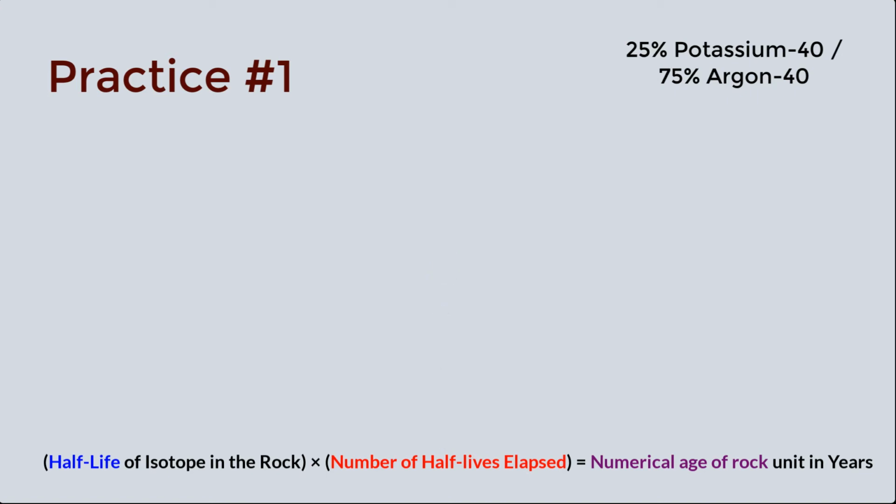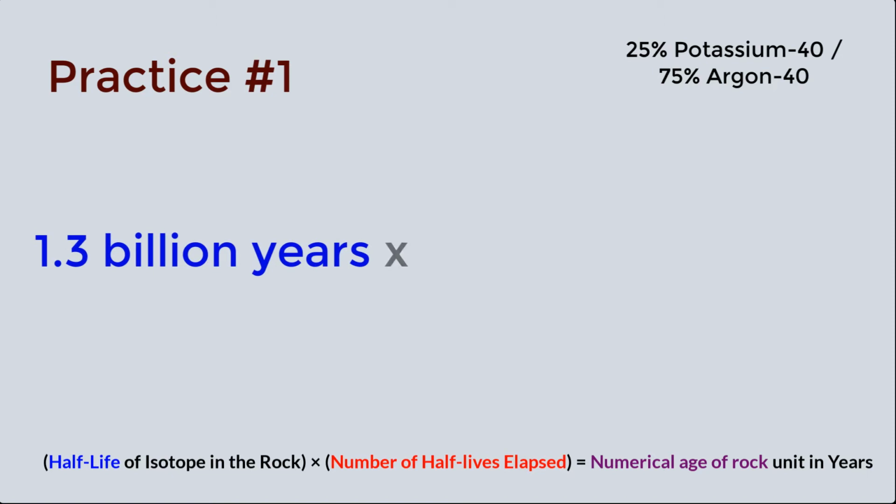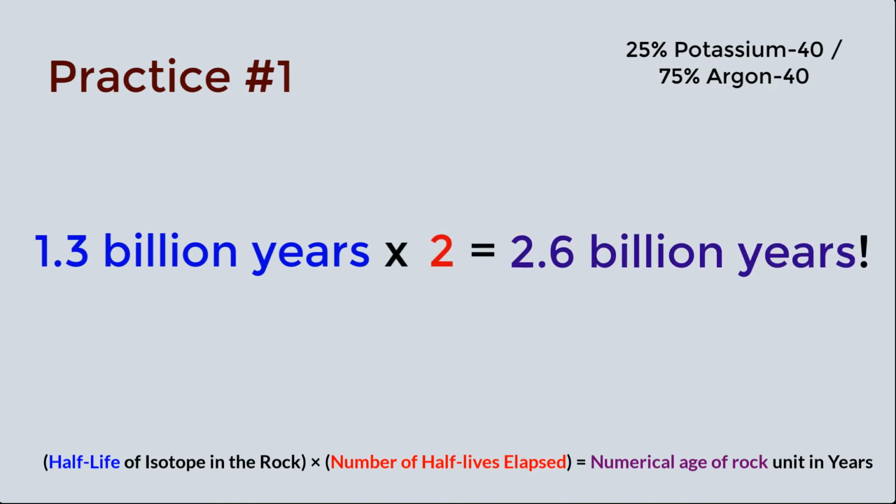The last thing we have to do is just multiply it all together. So our first value of 1.3 billion years multiplied by 2 half-lives that have elapsed gives us a numerical age of 2.6 billion years.